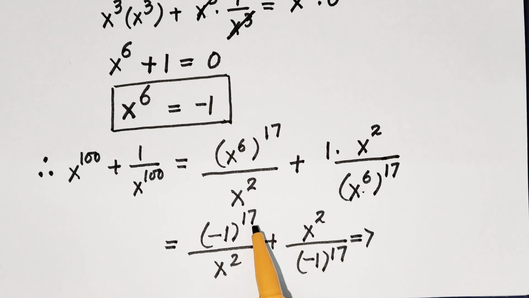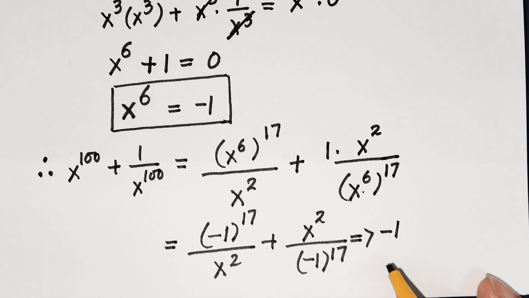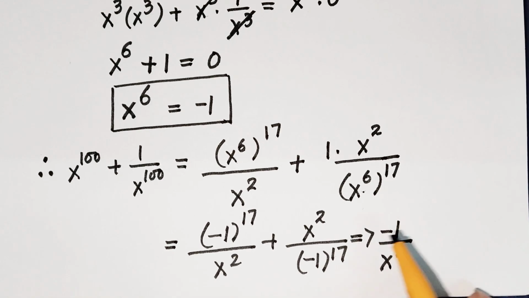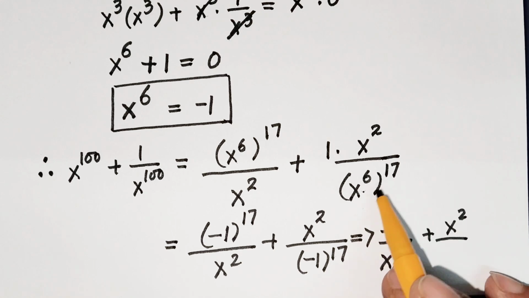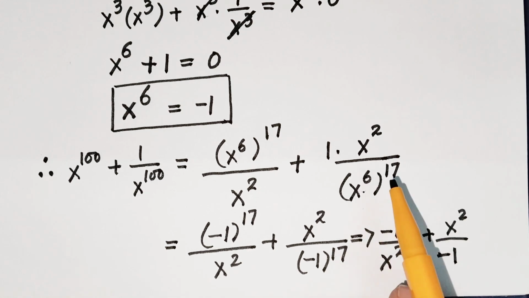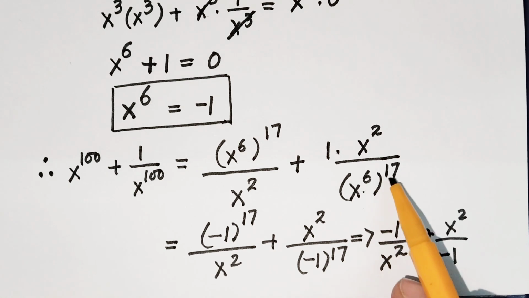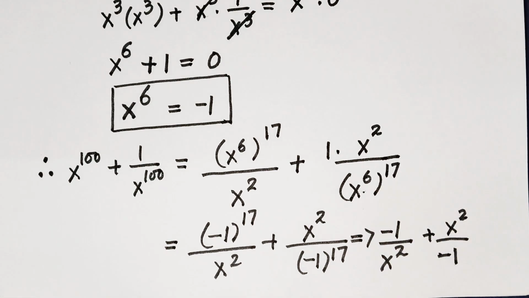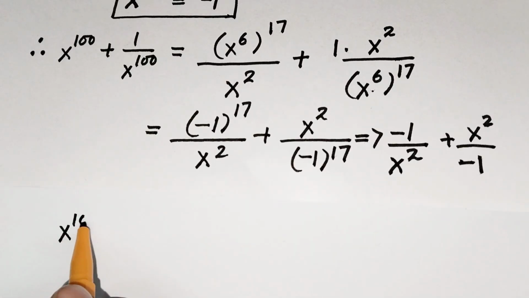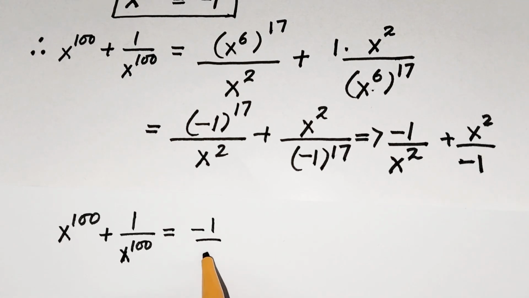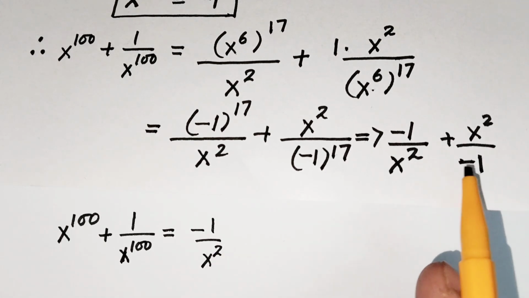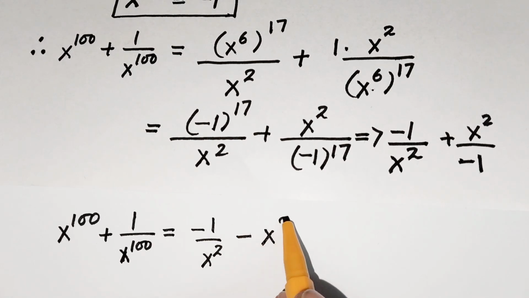So our next step: minus 1 whole raised to power 17, 17 is an odd number, so it will be equal to minus 1. So minus 1 over x squared, plus x squared over minus 1, simply we write minus 1, because the power is an odd number. Right, now x raised to power 100 plus 1 over x raised to power 100 is equal to minus 1 over x squared, minus x squared over 1, which we can just write as x squared.